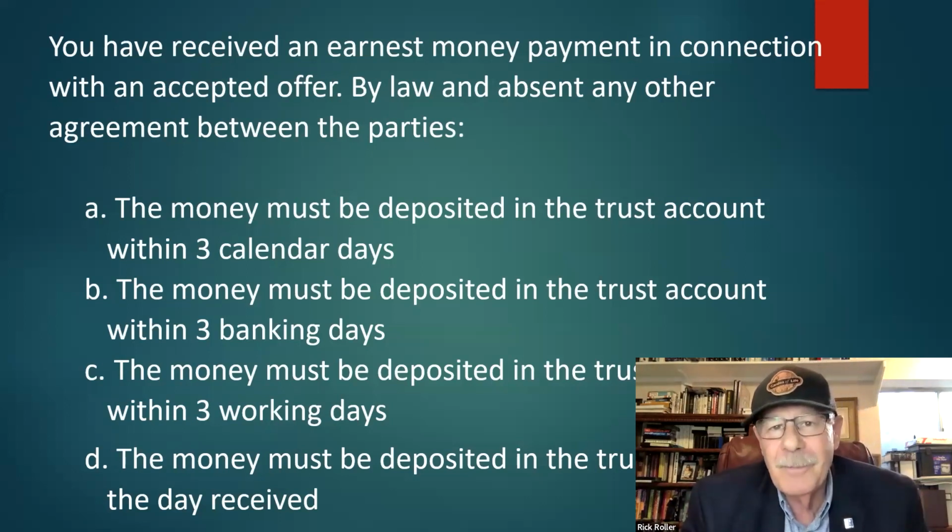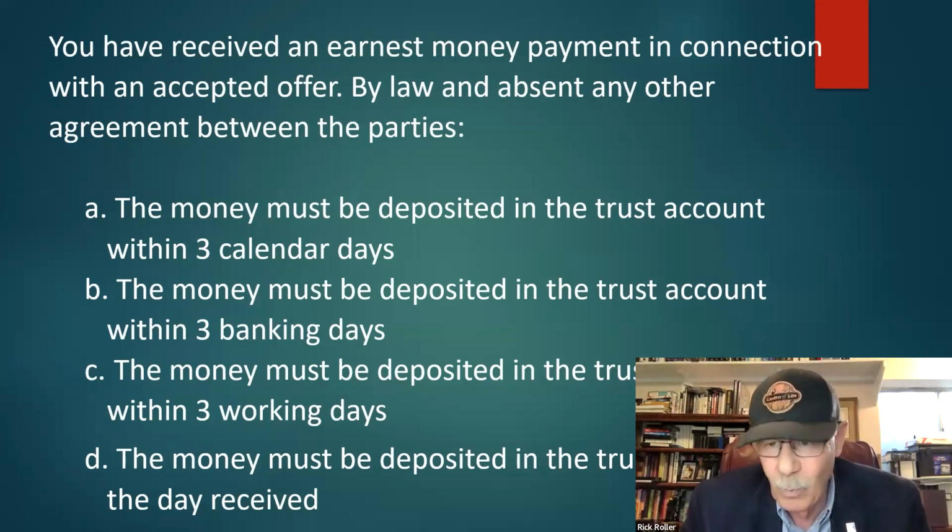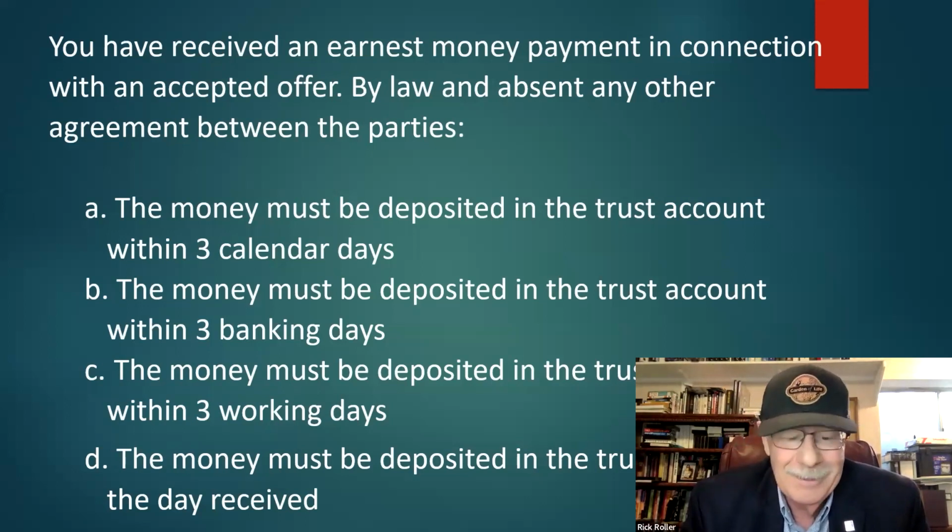You've received an earnest money payment in connection with an accepted offer. In other words, they brought the earnest money in because the offer got accepted. By law and absent any other agreement between the parties, what is the status of that money? We got A, B, C, and D. You have your choice, one of the four here, okay?